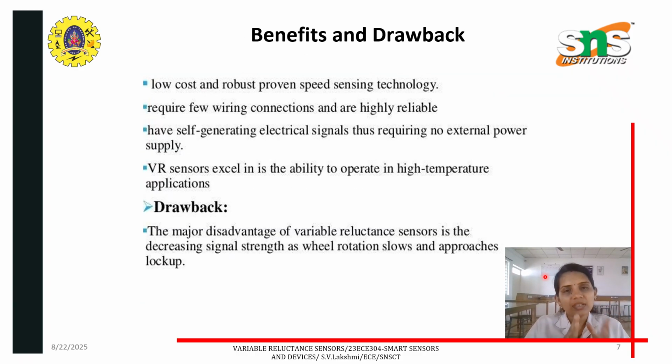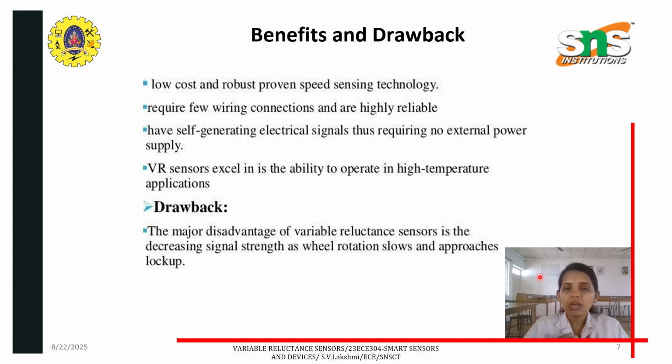The benefits of the variable reluctance transducer are that it is low cost, robust, and high speed, and it requires only a few wiring connections. It is highly reliable, and it has self-generating electrical signals, so no external power supply is required. They also have the ability to operate in high temperature applications.